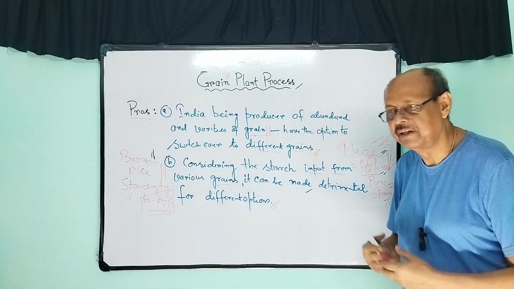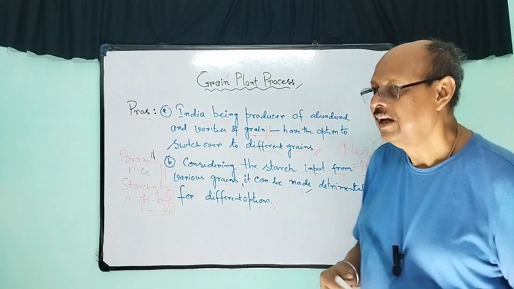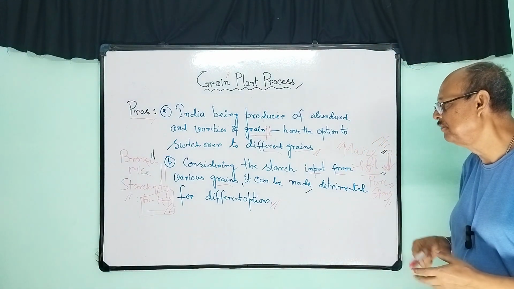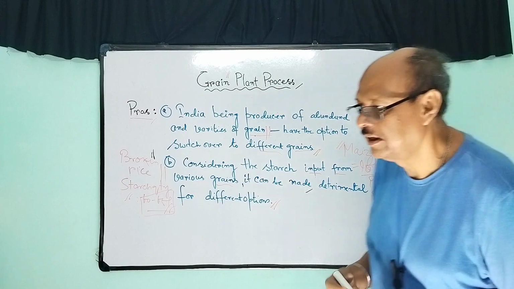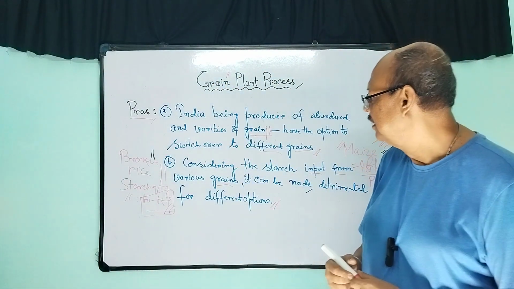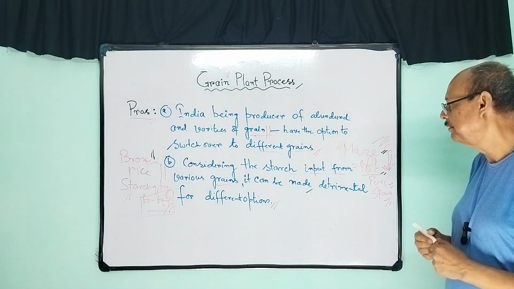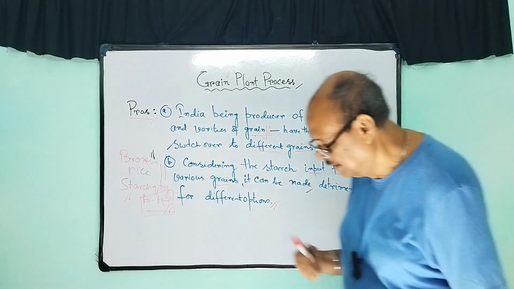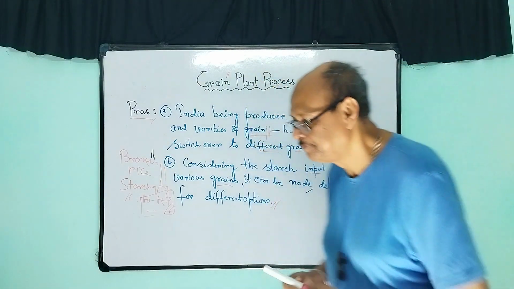which is to be taken out from the process as distillers grain. It can be sold as cattle feed to dairies. It can be sold as poultry feed to different poultry farms, so that there will be an availability of input for dairy as well as poultry.